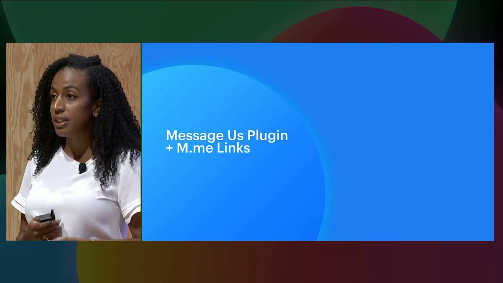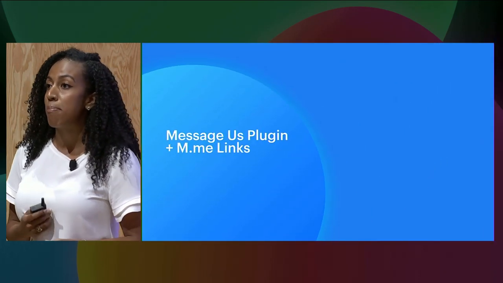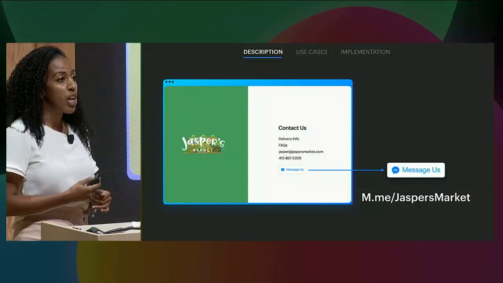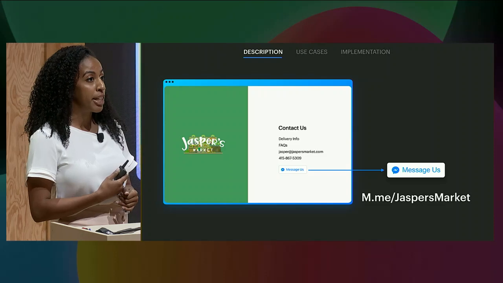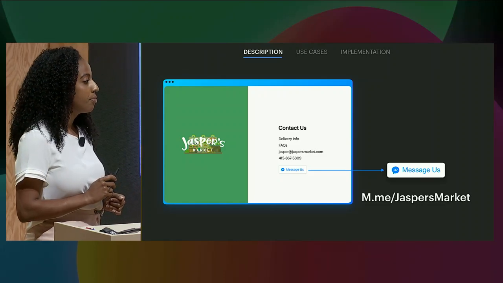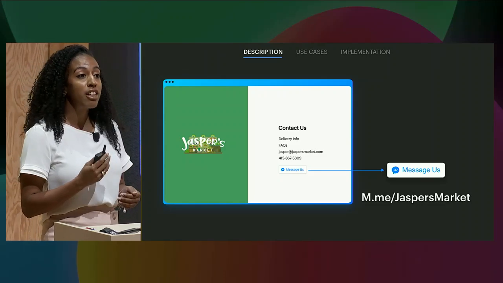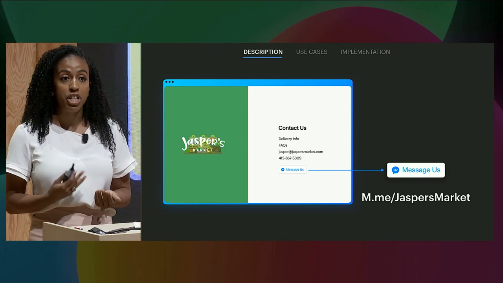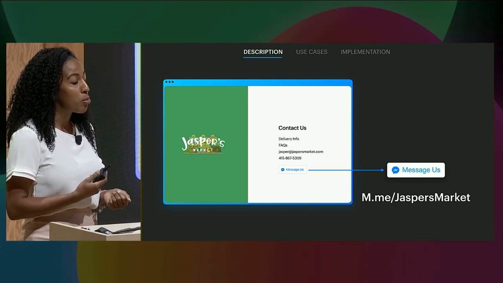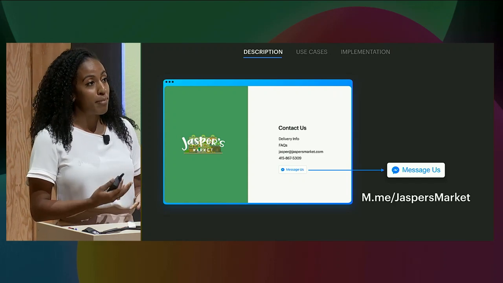All right, so first, let me explain the difference between the Message Us plugin and m.me links. The Message Us plugin is a simple plugin that immediately drives your customers to your Messenger experience with one click. If it's clicked on desktop, it'll take your user to messenger.com. And if it's clicked on mobile, it'll take your user to the Messenger native app.